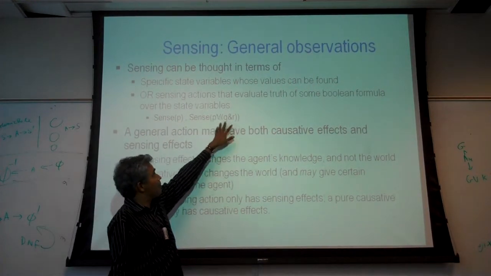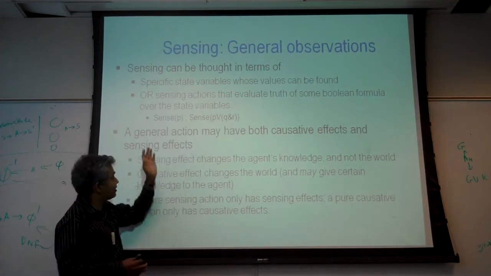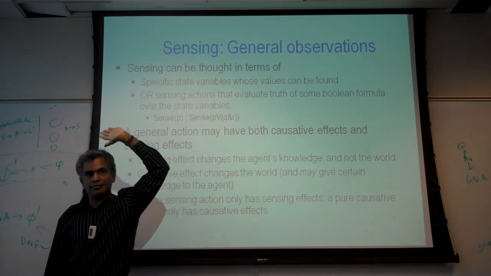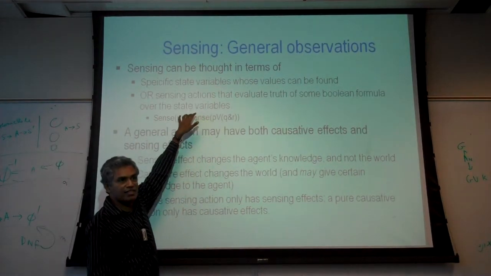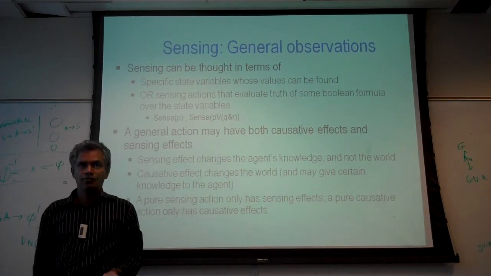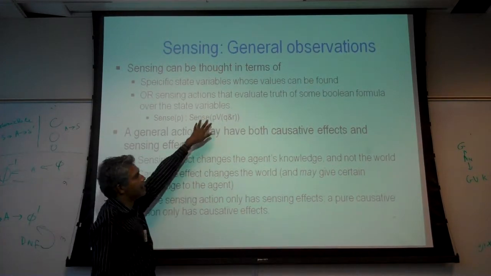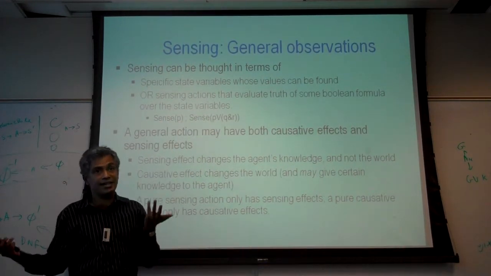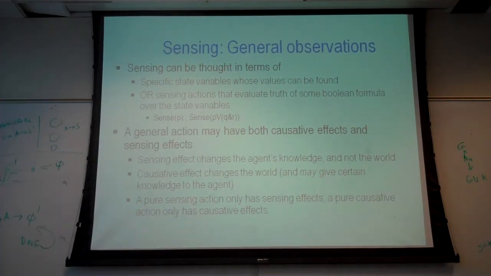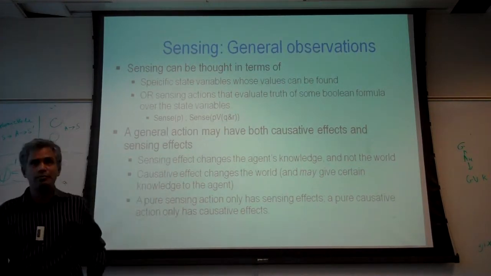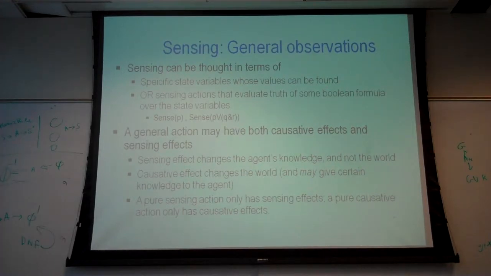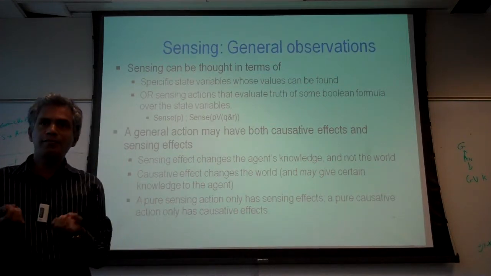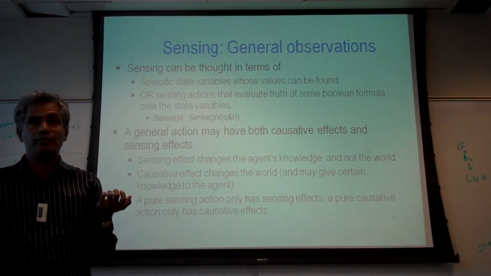A more complicated sensing might be that I don't have an action for sensing P. What I have is an action for sensing P, R, Q, and R. So whenever this formula is true, sense will say yes, otherwise it will say no. Obviously, handling these kinds of sensing actions is more complex than handling these. But it depends on what sensing actions are available in your domain. Mostly we'll look at this in the example we are looking at today. But it's interesting that not every variable has to have a sense action. If every variable has a sense action, then it's a fully observable world.